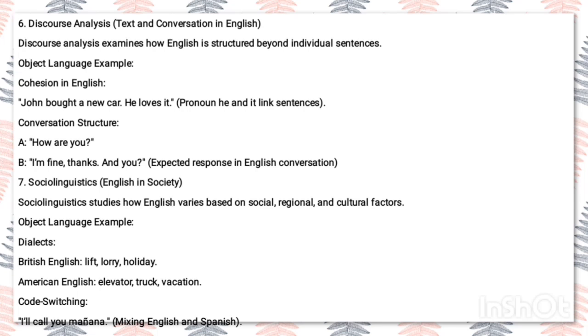Then conversation structure. In English conversation, there are expected ways to respond. For example, how are you? I'm fine, thanks. And you? This is a typical response structure in English.